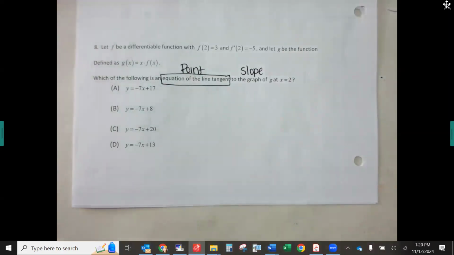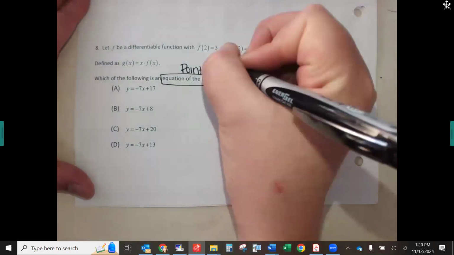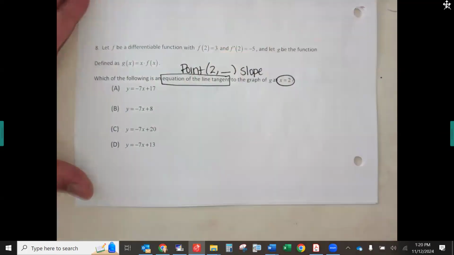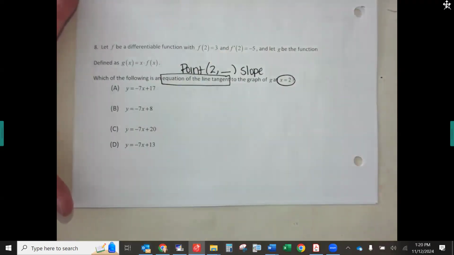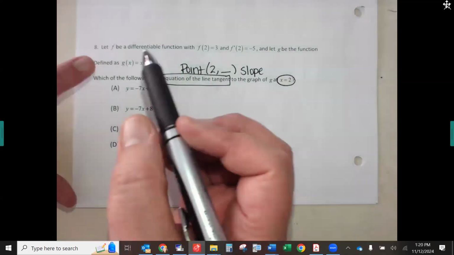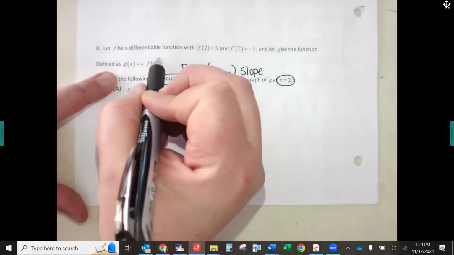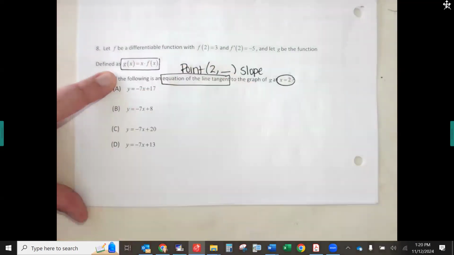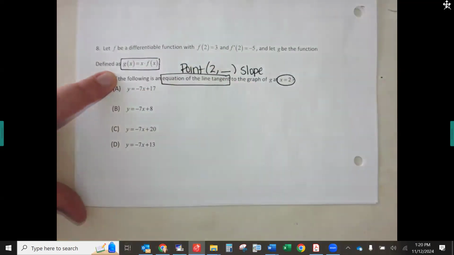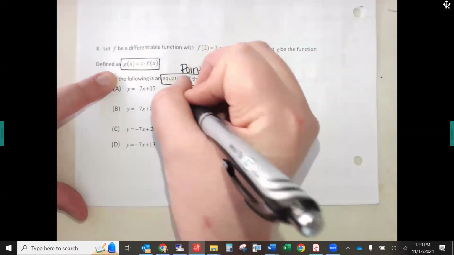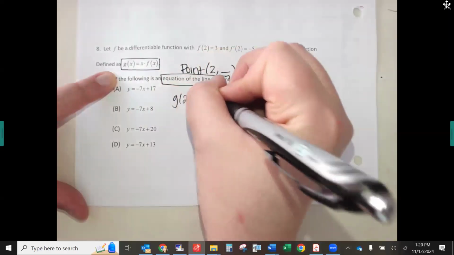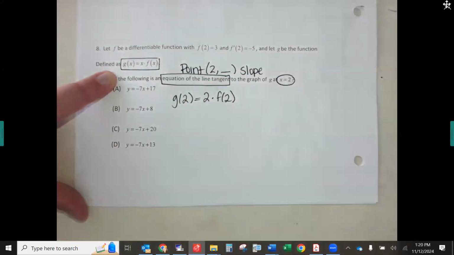Okay, then from there, they tell you part of the point. What do they give you for your x value? Okay, they tell me my x is 2. So 2 comma something. And now to find the y value, I need to plug back into the original. Now notice that they tell you what g is right here. It says that g of x is x times f of x. So then g of 2 would be 2 times f of 2.